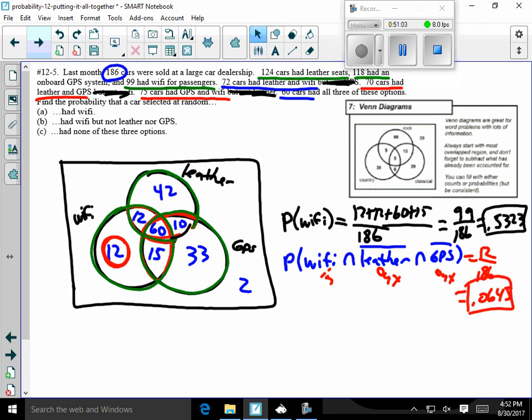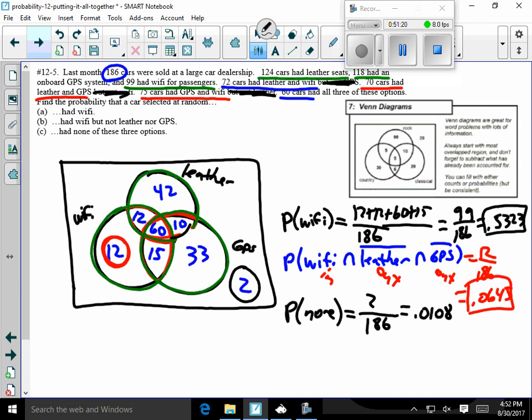Okay? And then the last one asks us for the probability that we have none of the options. And so that would mean out of all 186, the number that's not in any circle, which is this 2. So it would be 2 out of 186, which turns out to be 0.0108. Okay, so a Venn diagram is a really good strategy when we have a large number of quantities and they seem to overlap in various combinations.